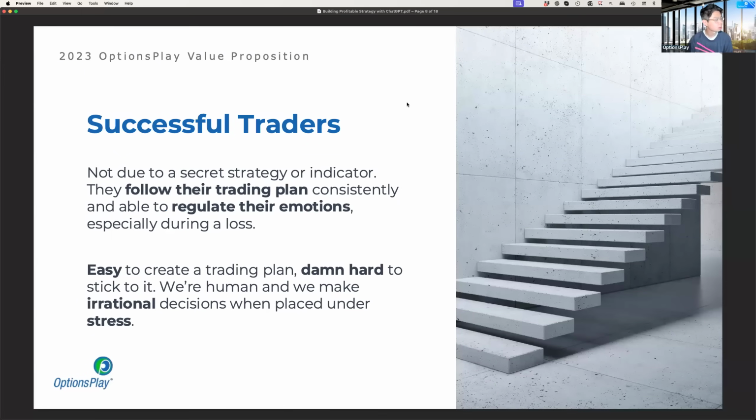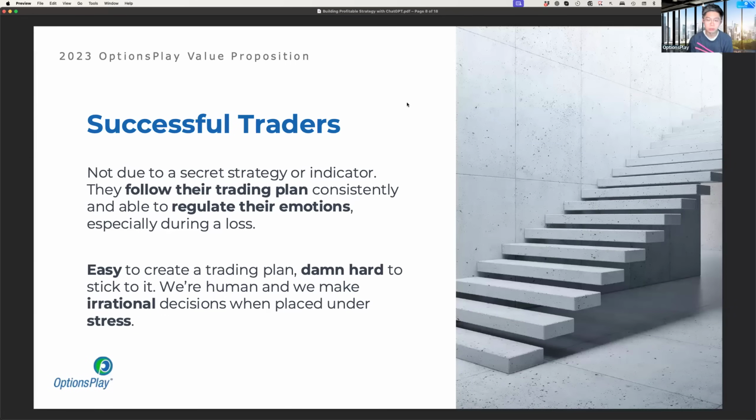So let's talk a little bit about what sets successful traders apart from everyone else. This really comes down to the fact that successful traders don't have some kind of secret indicator that you don't. They don't have access to data feeds that are faster or better than yours, or they are not paying $5,000 for some secret indicator. There really is nothing to do with that.